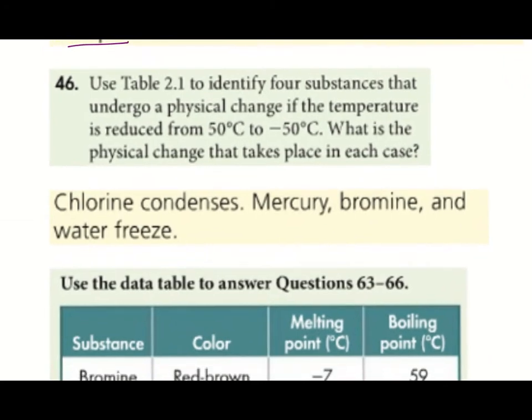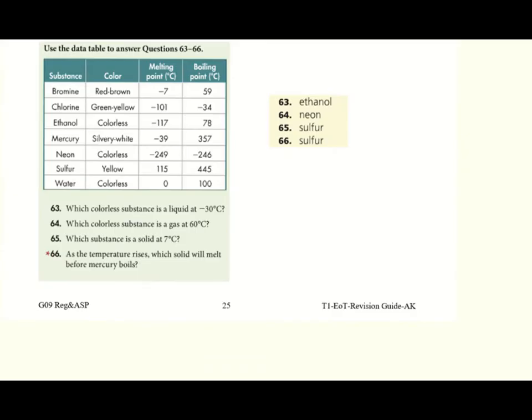Then, question 46. Use the data table to answer questions 63 to 66. Question 63: Which colorless substance is liquid at -30? First, let's look for which substances are colorless. Here and there and there. So your answer is either ethanol or neon or water.